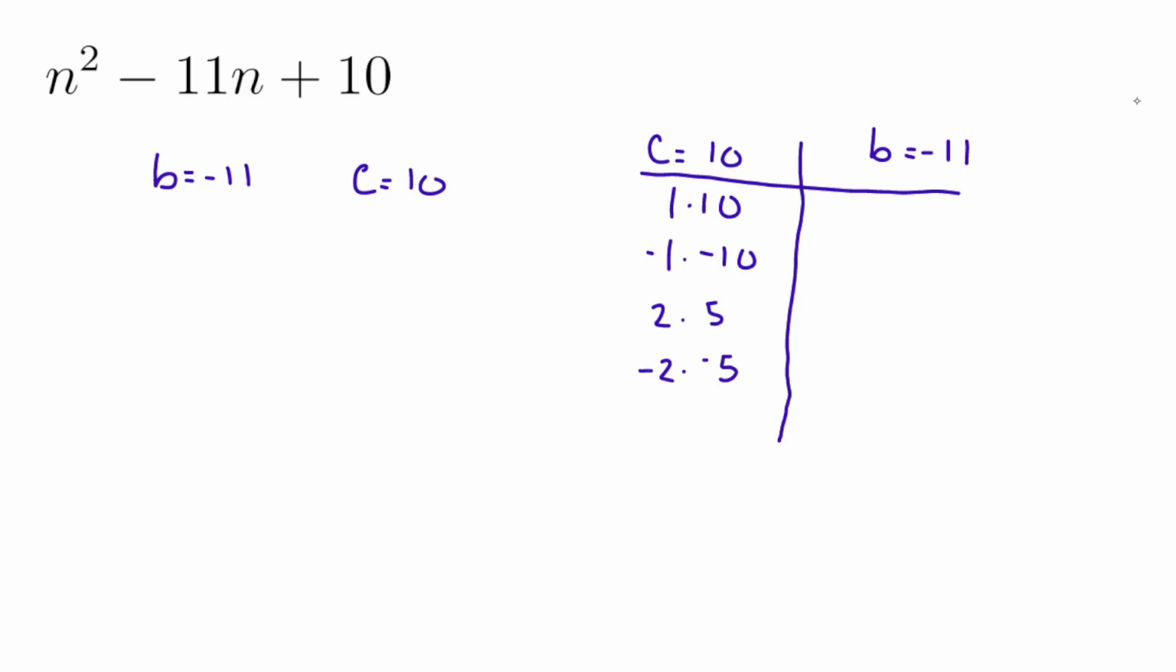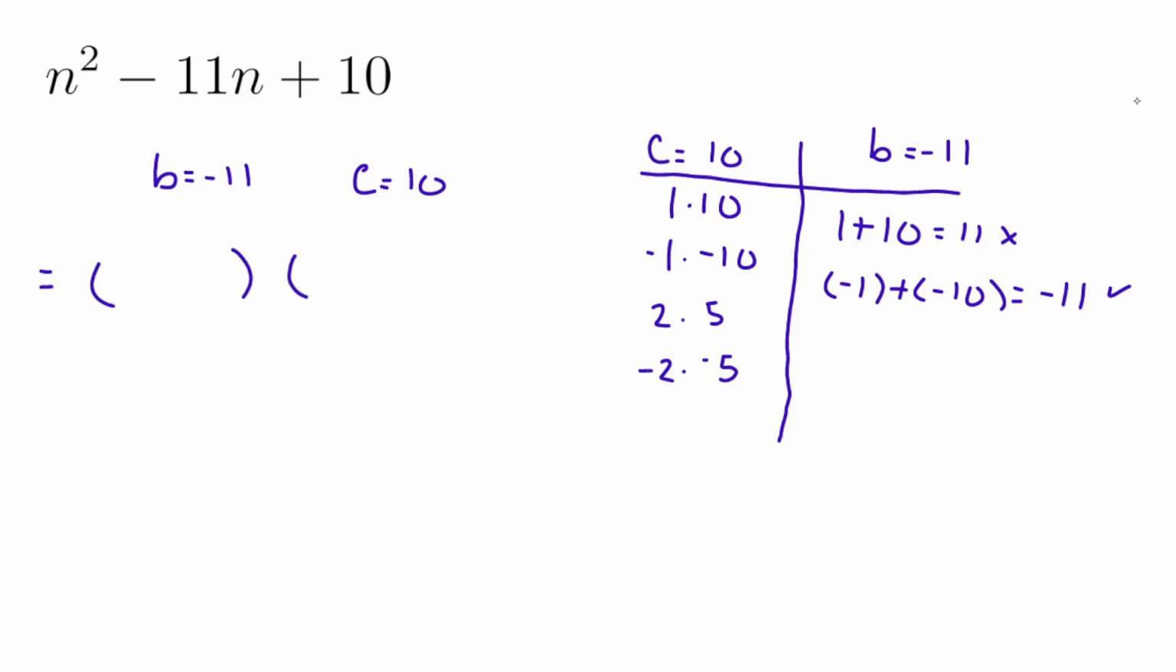Well, let's start adding them together. 1 plus 10 gives us positive 11. That's not what we want. Okay, let's try negative 1 plus negative 10. And right here, -1 plus -10 does add to give us -11. That is what we want. So our two numbers are -1 and -10. So those are the two numbers we'll use in our factors over here.